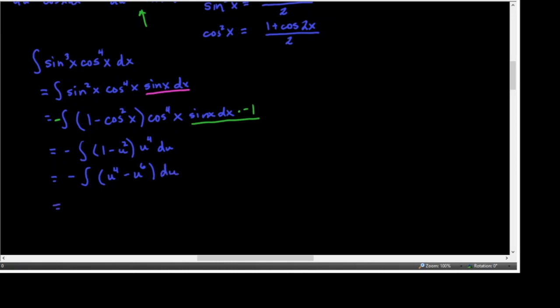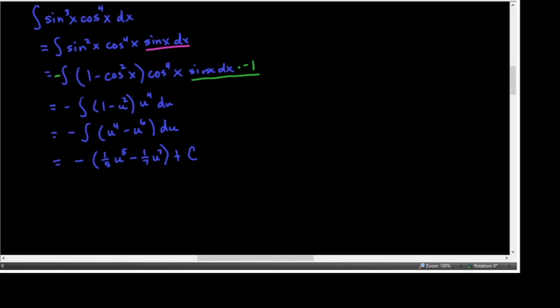And this is now easy. Powers of u should be extremely easy to integrate. So the antiderivative of u to the 4th is 1/5 u to the 5th. And the antiderivative of u to the 6th is 1/7 u to the 7th. Don't forget your constant of integration, plus c.